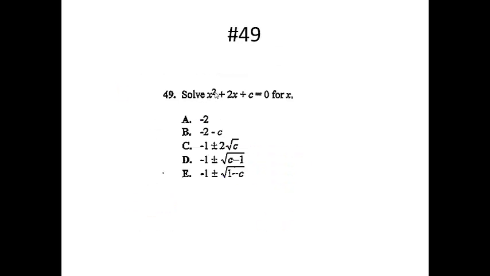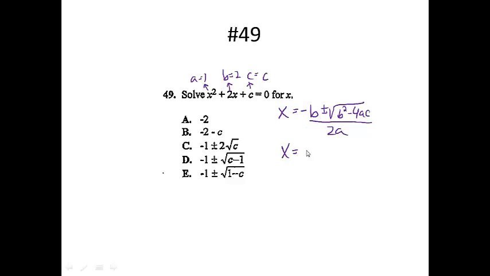All right, 49, solve x squared plus 2x plus c equals 0 for x. I notice this looks a little weird, but since it's a quadratic, we can actually use the quadratic formula, which is x equals opposite b plus or minus square root b squared minus 4ac all over 2a. Remember that a would be 1 because it's the number in front of the x squared. The b will be the 2, and the c will be c.